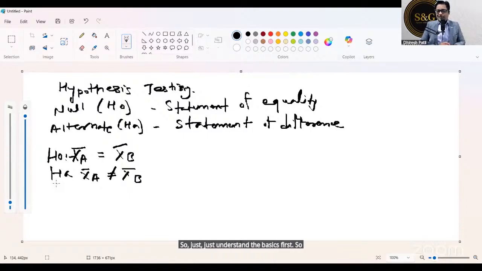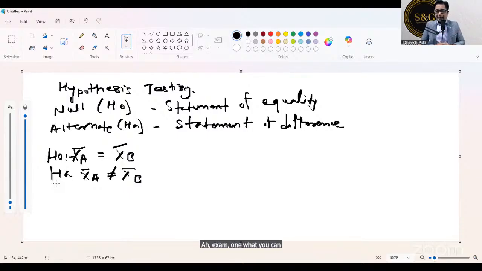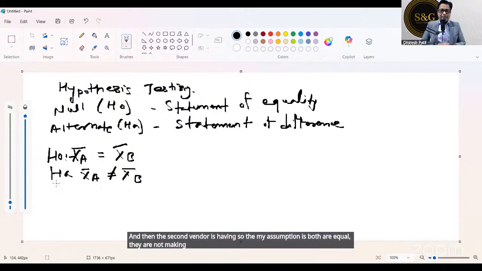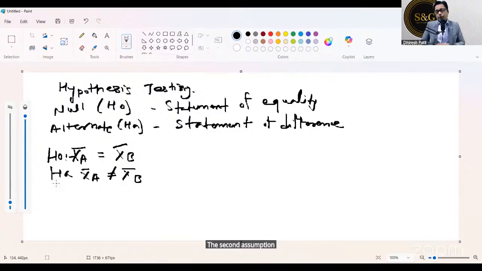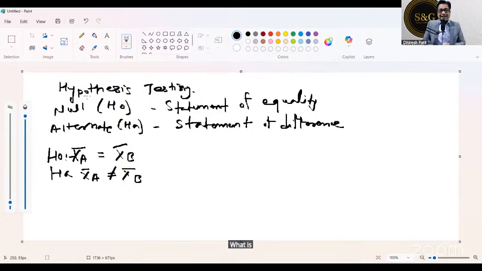So right now what we are saying here is, one vendor is having the same, same example of this one. And then the second vendor is having, so my assumption is both are equal, they are not making much impact. The second assumption is no, they are having some differences. Now the question is, what is hypothesis testing into that then?